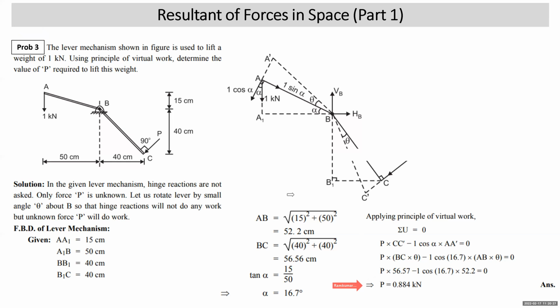All right, slight misprinting has happened. I hope you can understand. This dotted line is continued here, continuous line is continued here. There is a force P applied. In this mechanism, HB and VB will not do any work since the lever mechanism has been rotated by small angle theta in clockwise direction about B. So there is no displacement in the direction of HB and VB. All right.